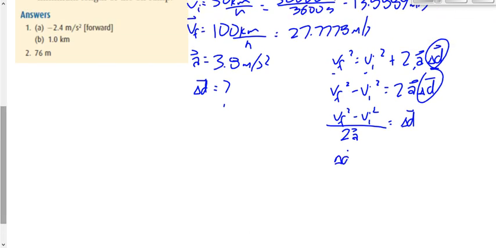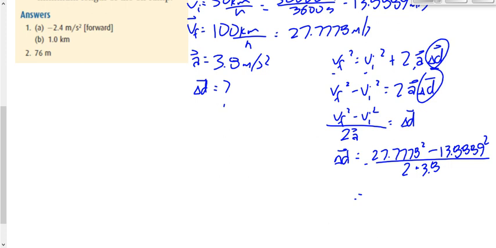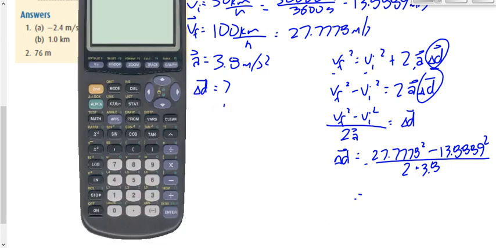Delta D is VF squared, 27.7778 squared, minus VI squared, 13.8889 squared, over 2 times 3.8. Okay, let's do that together on the calculator here.